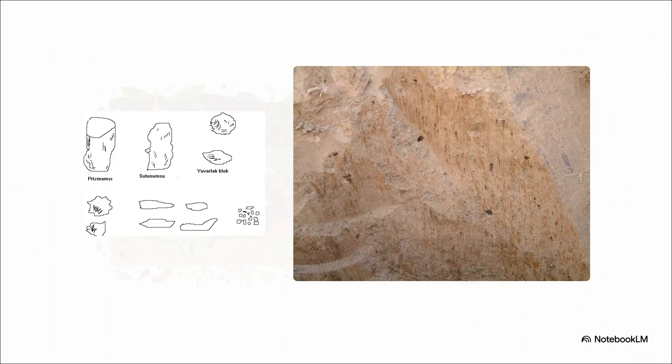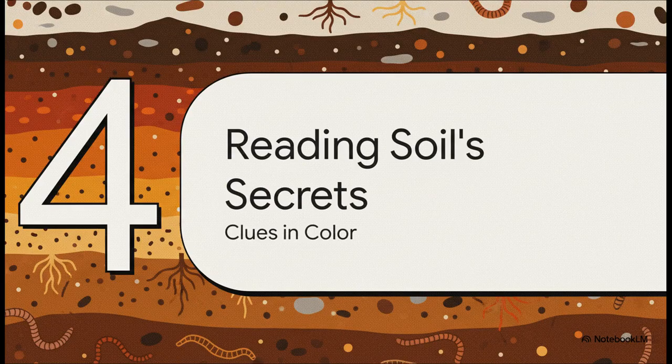On the left, you've got these diagrams of different types, like columns or blocky chunks. But now, look to the right. You can actually see some of those vertical, blocky structures in a real soil profile. A good, crumbly, granular structure is what plants love, but a solid, massive one, that can stop roots dead in their tracks.